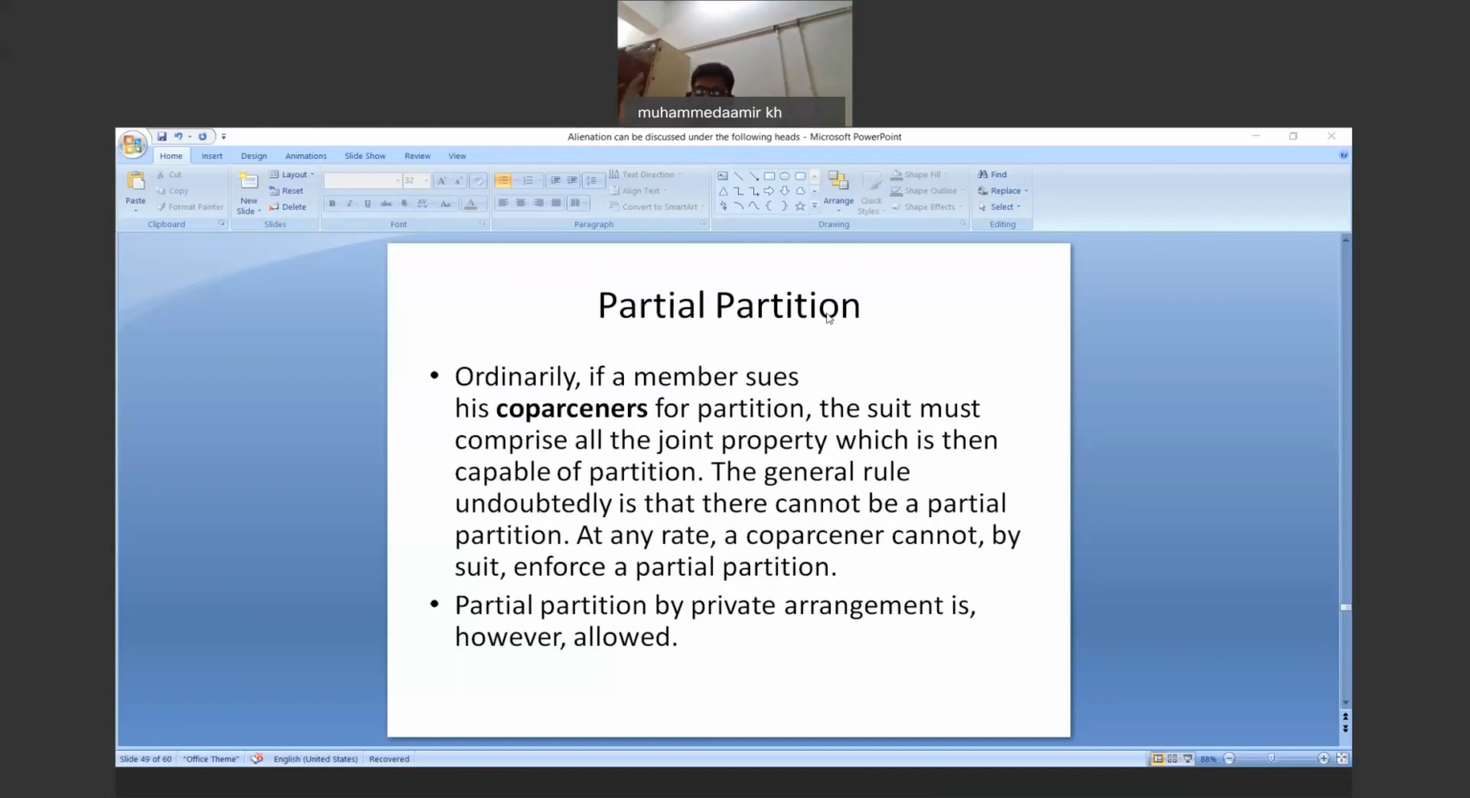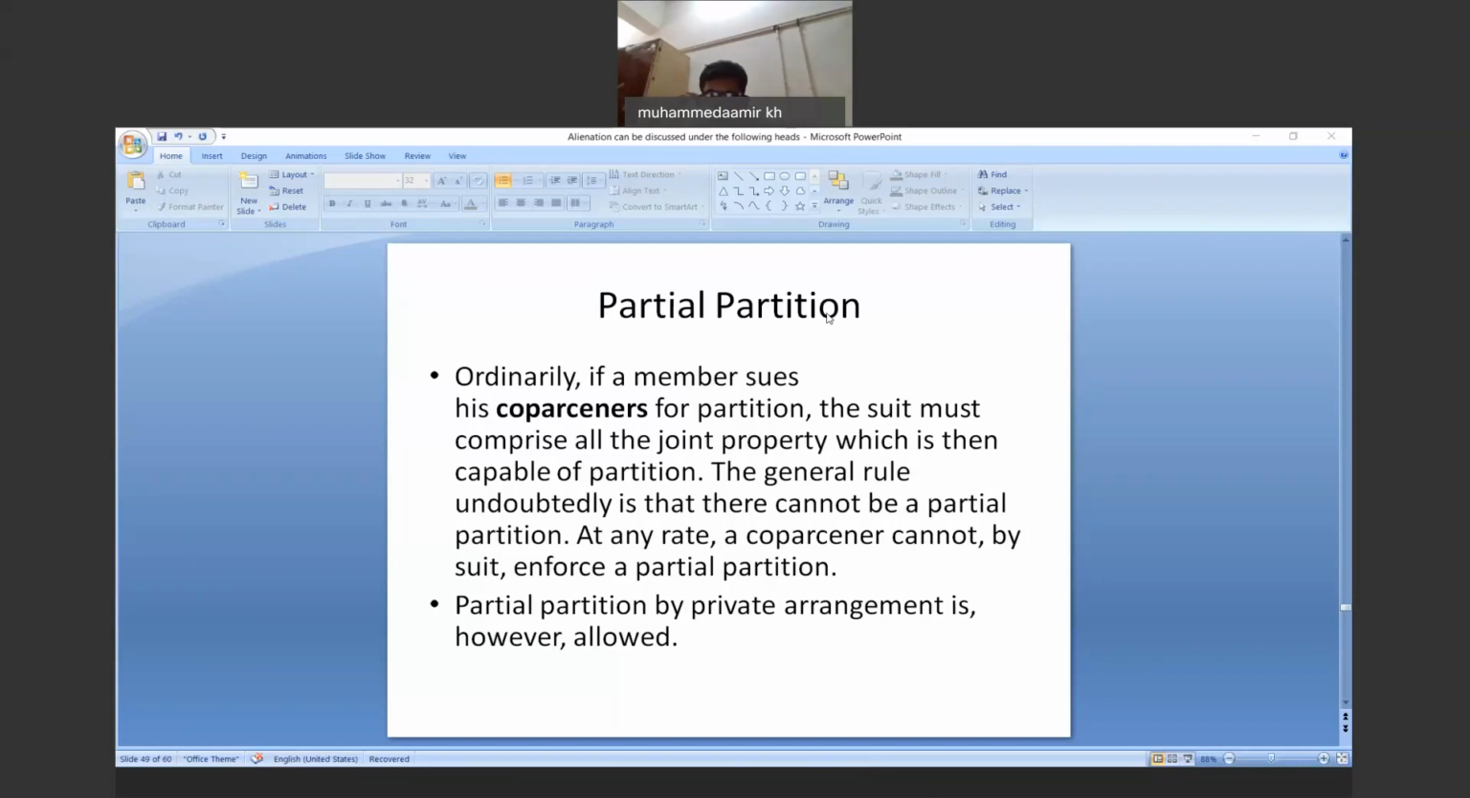So partial partition can take place in two circumstances, which we will be discussing in detail right now, with reference to the property and persons. Today I was discussing with you the notion of partition, and therefore I started with this introduction.